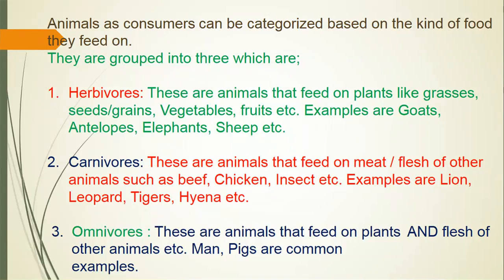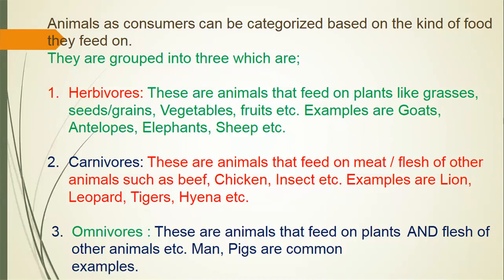Herbivores or herbivorous animals. These are animals that feed on plants like grasses, seeds or grains, vegetables, fruits, and so on. Examples of such animals are goats, antelope, elephant, sheep, and so on. The second one is carnivores or carnivorous animals. These are animals that feed on meat or the flesh of other animals such as beef, chicken, insects. Examples of such animals are lion, leopard, tigers, hyena, so we call them carnivores.